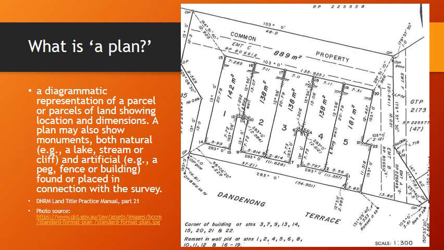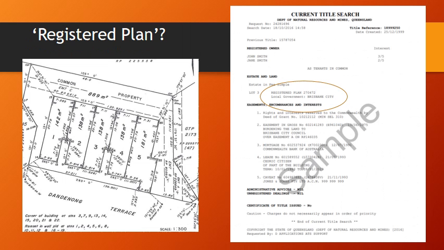But for now, you can just understand that a plan is essentially a map. It's a document which shows the boundaries to the individual lots. And in the case of subdivision, multiple lots can be created and their boundaries identified through the lodgement of a plan, which is done by a registered surveyor, the profession that does those.